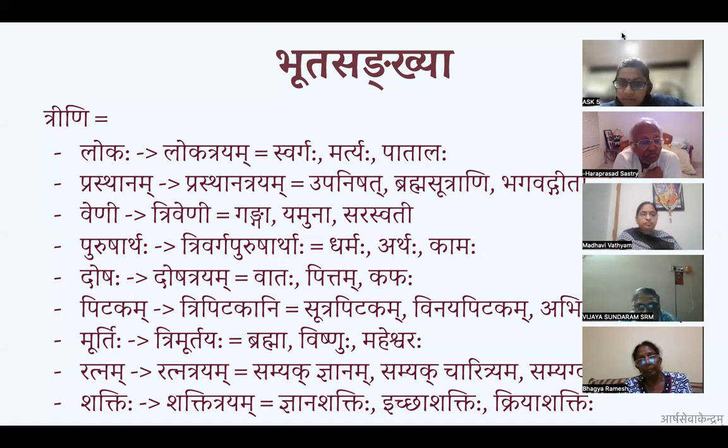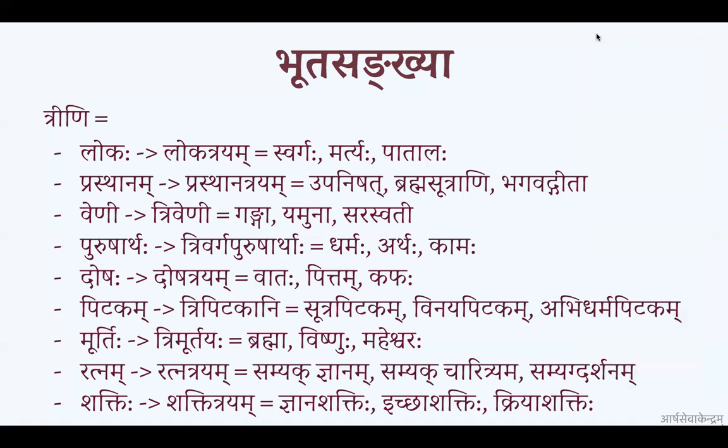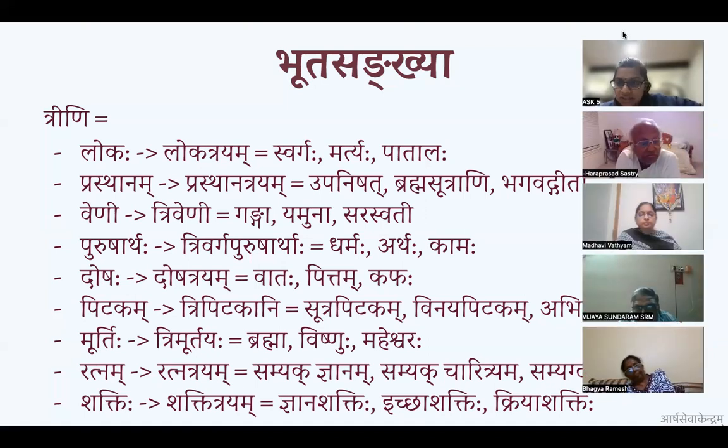Trimurtayaha: Brahma, Vishnuhu, Maheshwaraha. Ratnatrayam: Samyak Jnanam, Samyak Charitrayam, and Samyak Darshanam. Okay, Ratnatrayam. So the 3 gems of, what is it, character or something? I'm not entirely sure, but they've given it as Ratnatrayam over there. Then Shakti Trayam: Jnana Shakti, Ichha Shakti, Kriya Shakti.